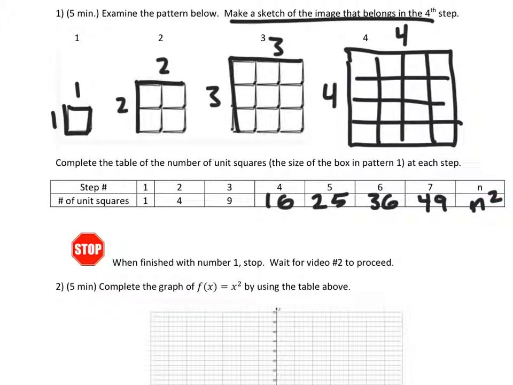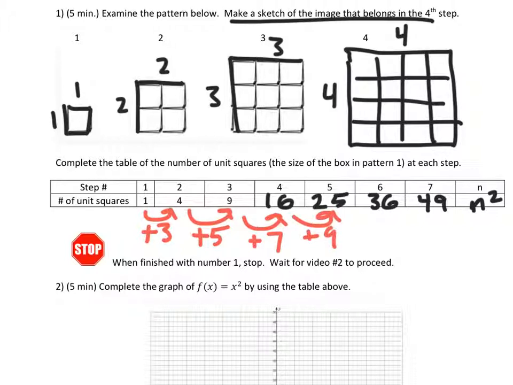Anyway, let's look at the pattern. First of all, let's see what the differences are here. From 1 to 4, I go up 3. From 4 to 9, I go up 5. From 9 to 16, that's plus 7. 16 to 25, I added 9. 25 to 36, that's up 11. And maybe you're starting to see a pattern. 36 to 49, yes, the pattern works. That's plus 13.